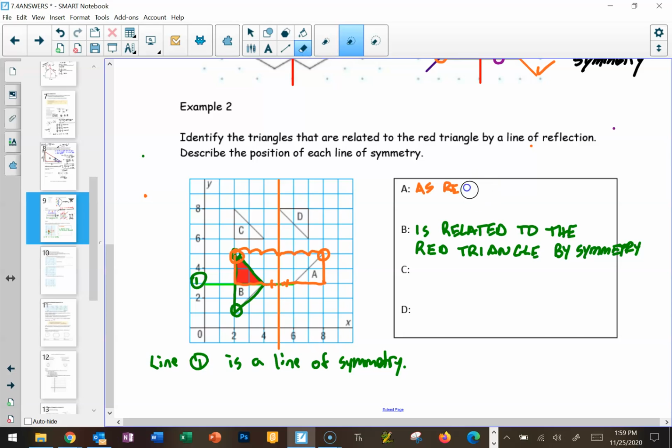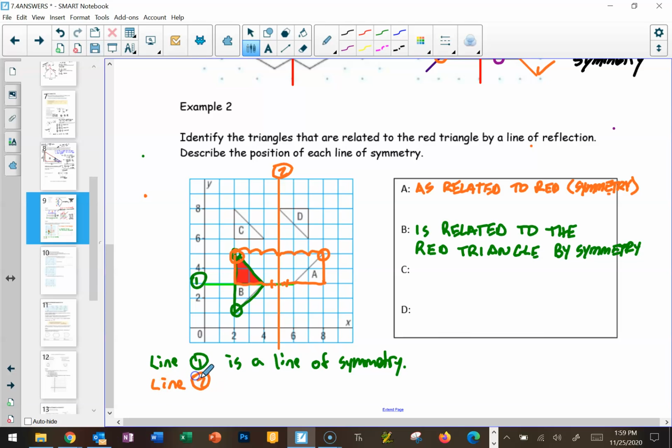Related. Nice spelling. Is related to red, and then I'll just put symmetry, so I don't have to type that whole thing out again. So we did find that our orange line is also a line of symmetry. Okay, so we can add that to the group here, line 2, and then, I don't know if you've seen those marks before, just like double quotes, that means exactly the same as what you see above. So we were able to prove that both B and A are symmetrically related to the red triangle.